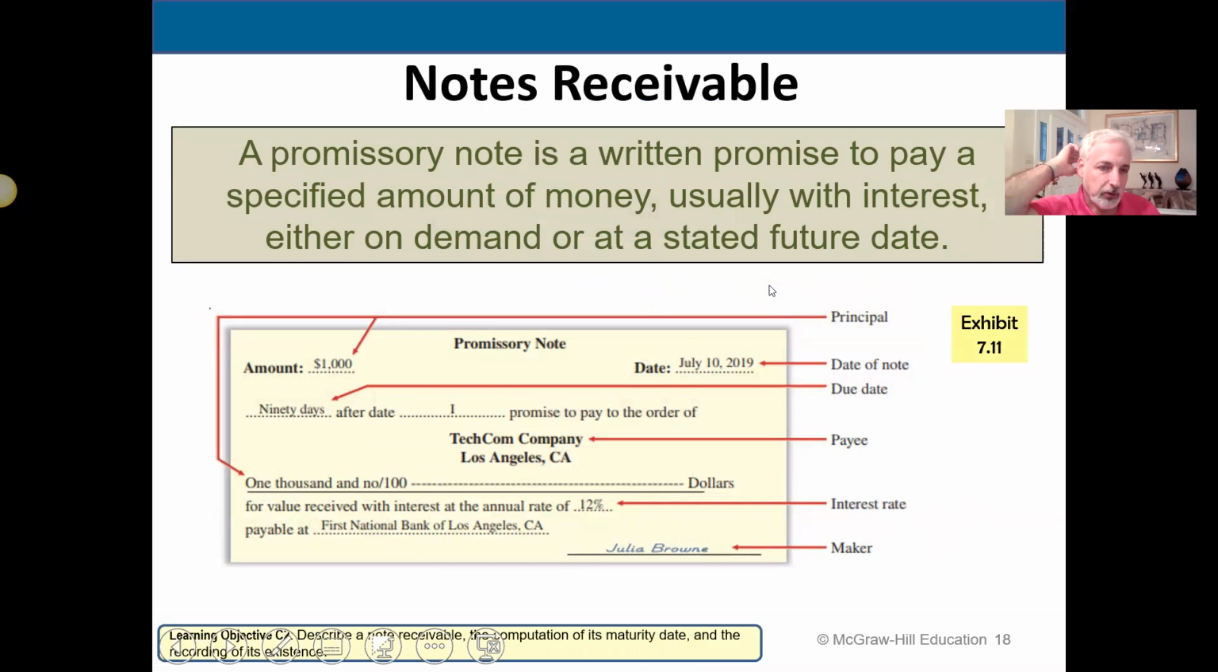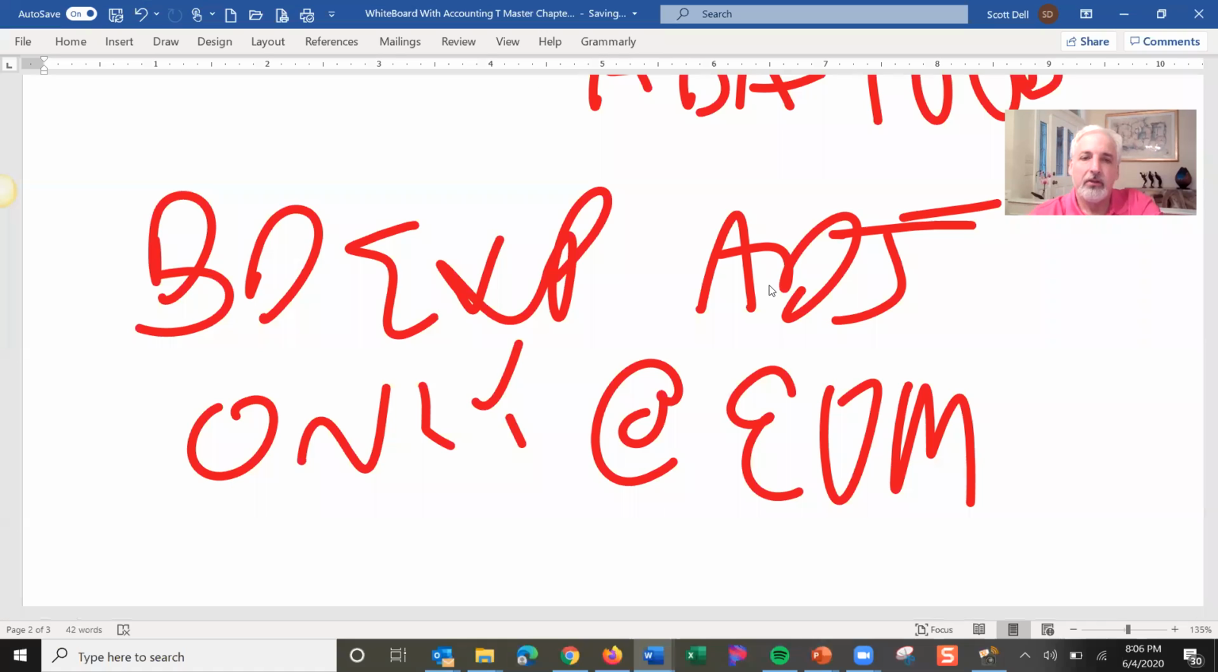So let's talk notes receivable. If I told you we had a 90-day note, so let's go ahead and we're going to start a clean screen here.